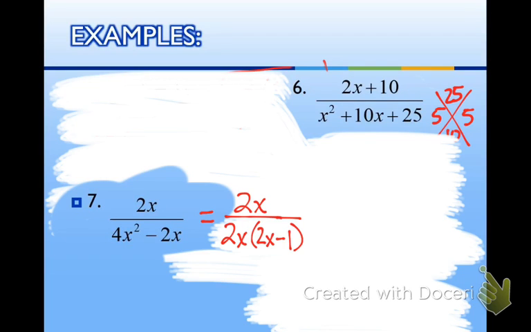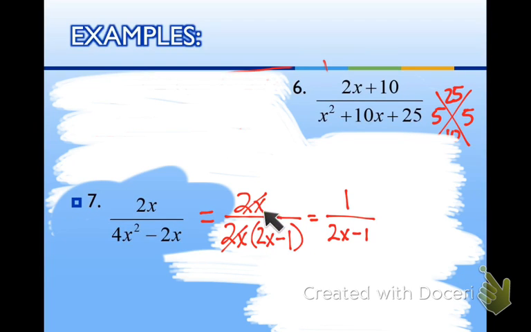Are we okay with that? All right. What cancels? Okay. Now this is where we have to be careful. What am I left with? Good. 1 over whatever's left in the bottom, which in this case is a 2x minus 1.